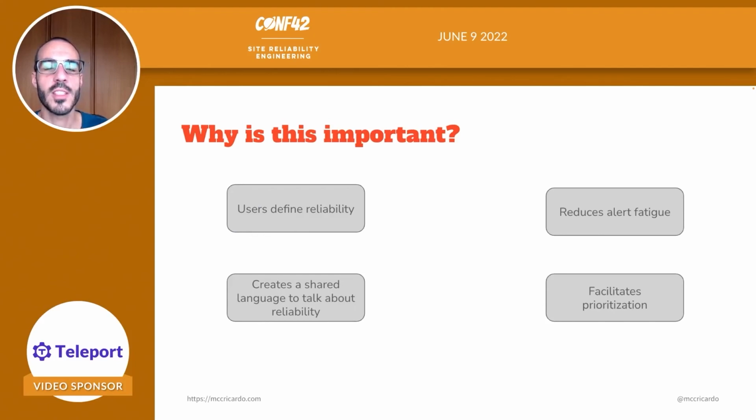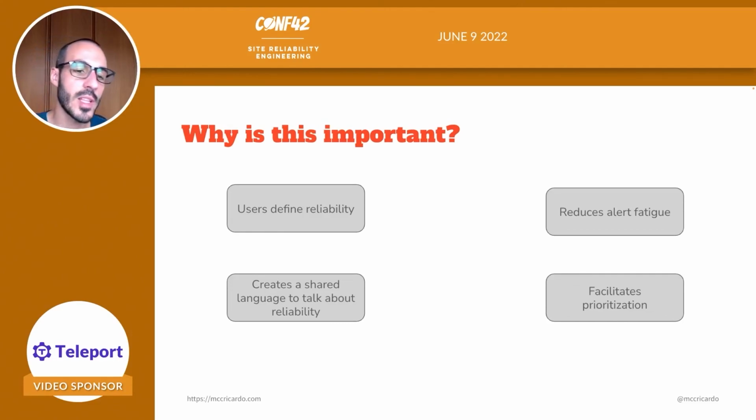But why is all of this important? This is important because this way we can define reliability in the eyes of our users. We stop alerting and defining reliability with something that isn't defined by our users. So I don't want to be alerted when I have a CPU threshold, for example, going up at 3 in the morning and my users are not being affected. This, of course, ties into reducing alert fatigue. So now I would receive alerts only when my users are being affected or they are at risk of being affected.